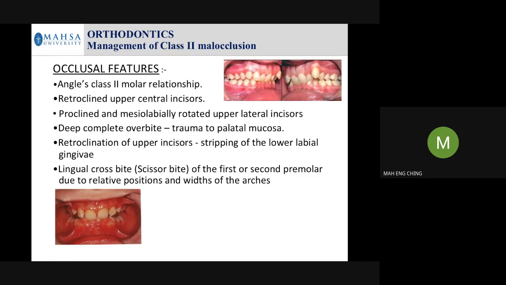So this one, if you look carefully from the top or occlusally, you can see class 2 division 2 patients usually have a square arch. It means the upper incisors are being pushed backward, causing the premolars to move sideways. Then they have what we call a square arch.